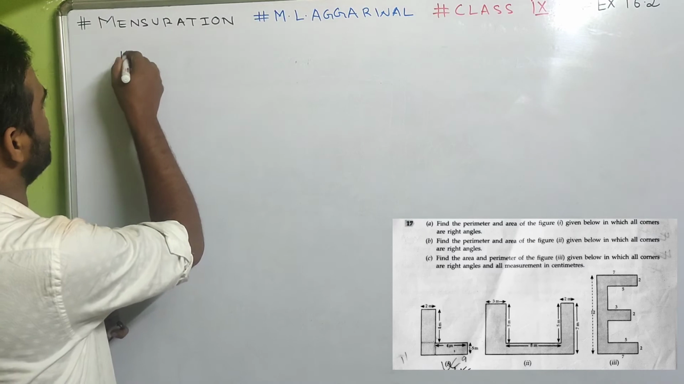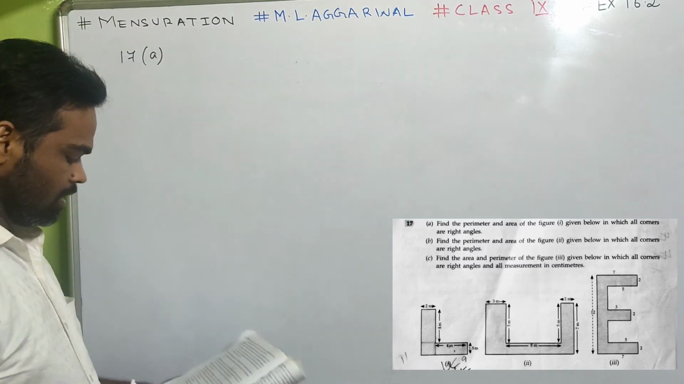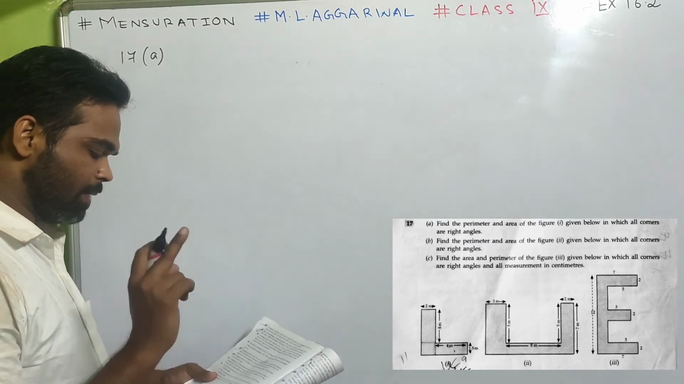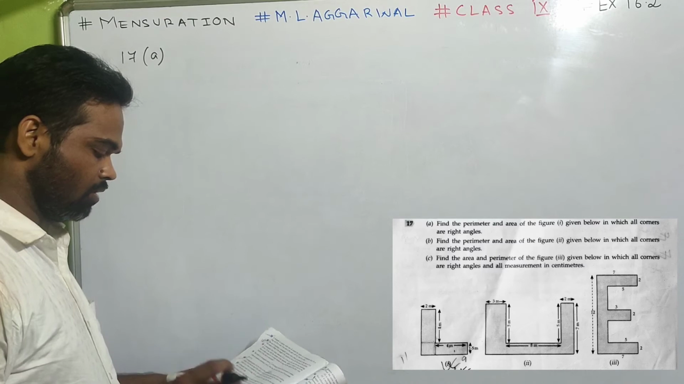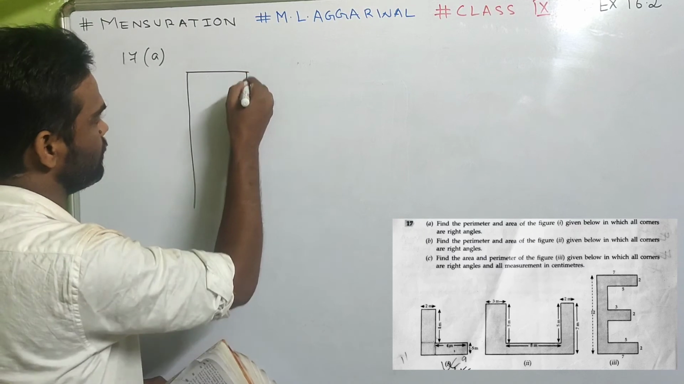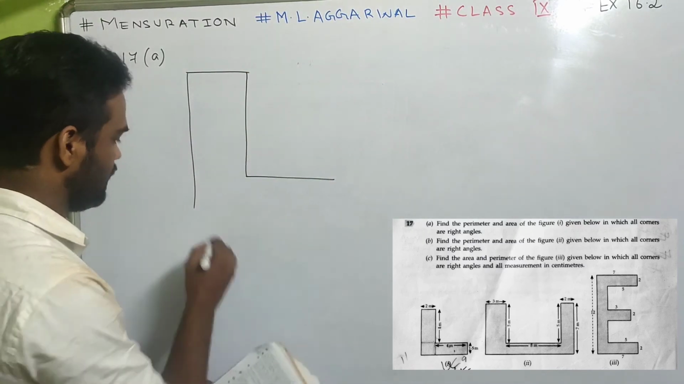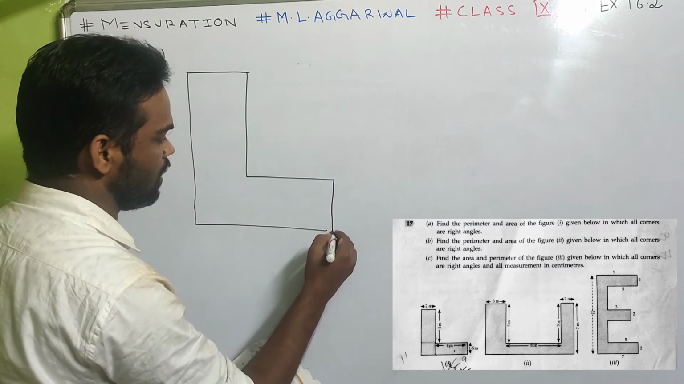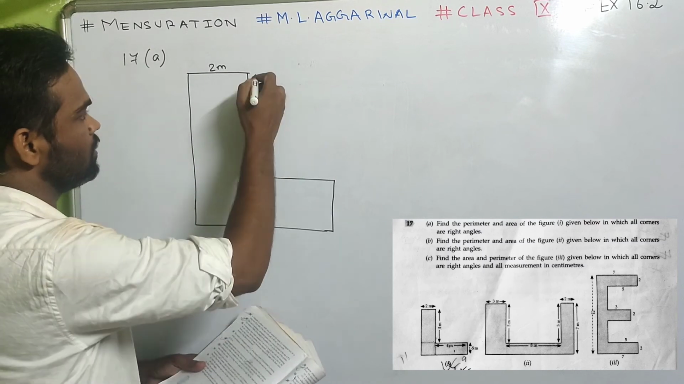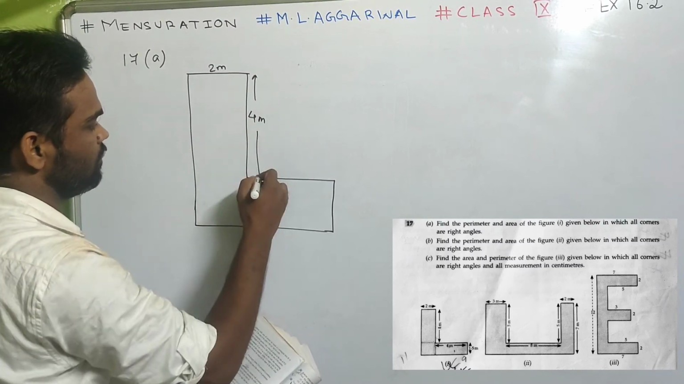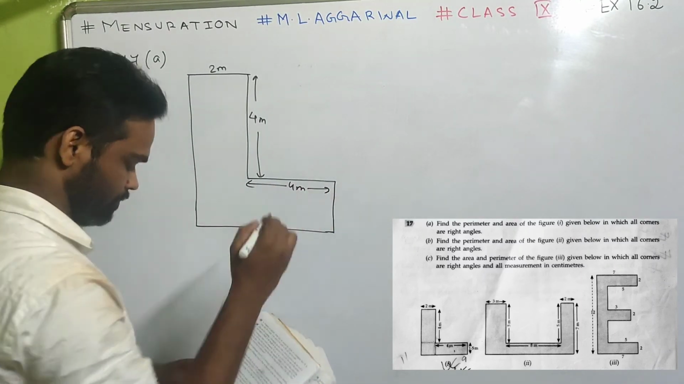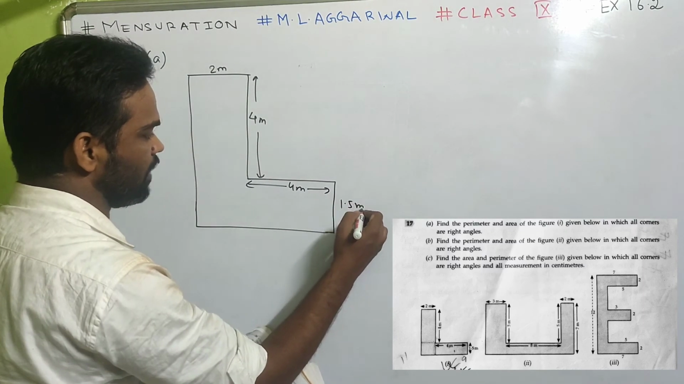Now let us look at sum number 17. 17 has 3 parts. In part A, let us look what they said. Find the perimeter and area of the figure given below in which all corners are at right angle. So they have made a figure like this, an L. And the corners are at 90 degrees. They have told us this is 2 meter. From here to here, this is 4 meter. Then from here to here it is 4 meter. And this is 1.5 meter.